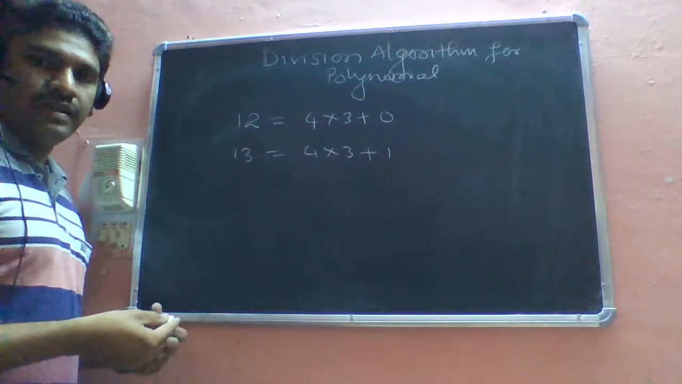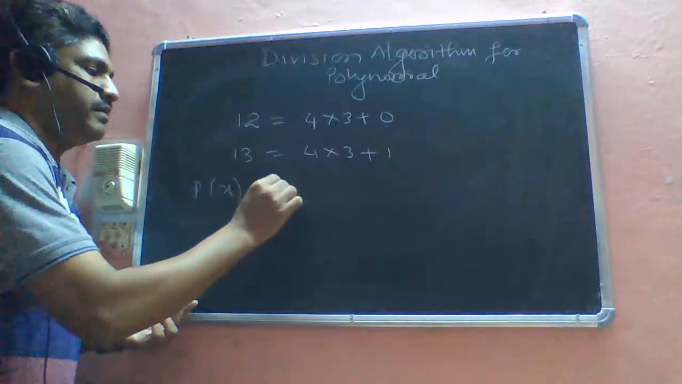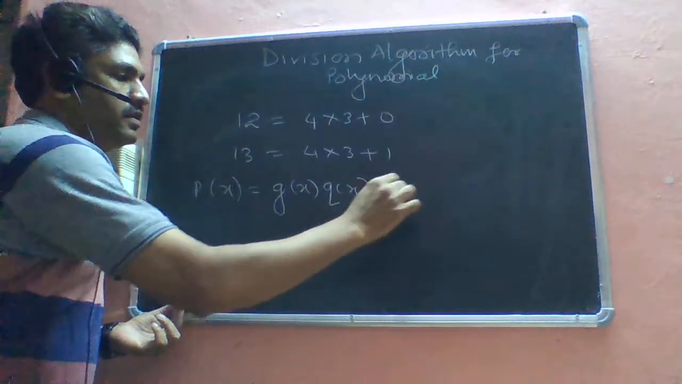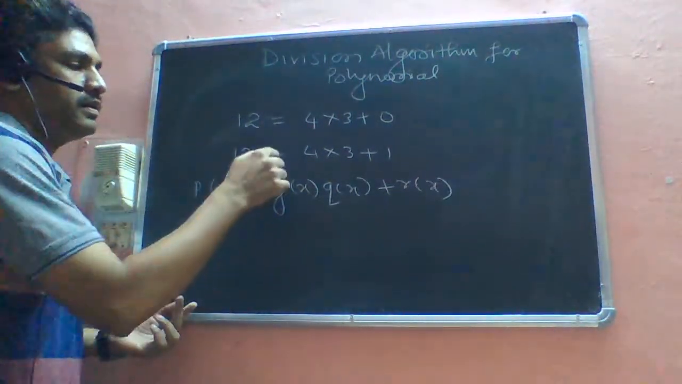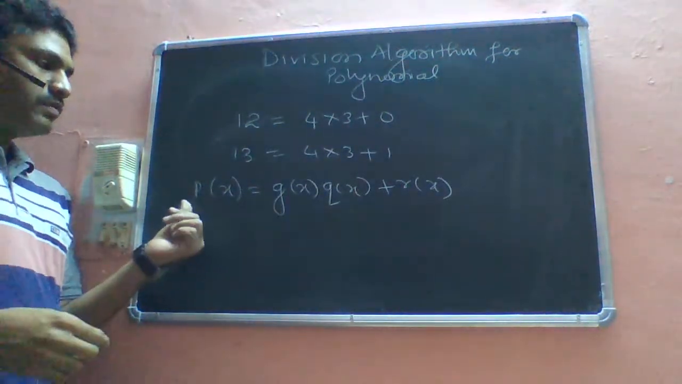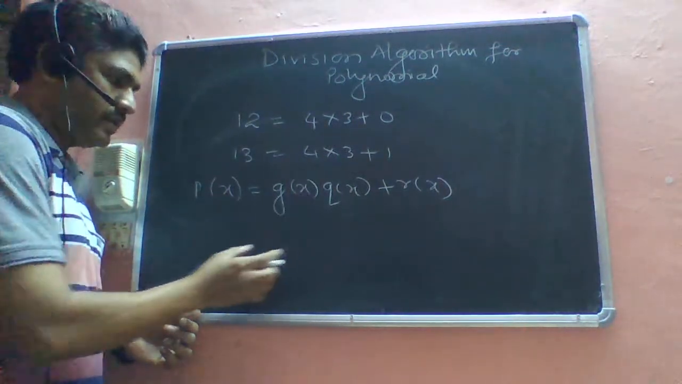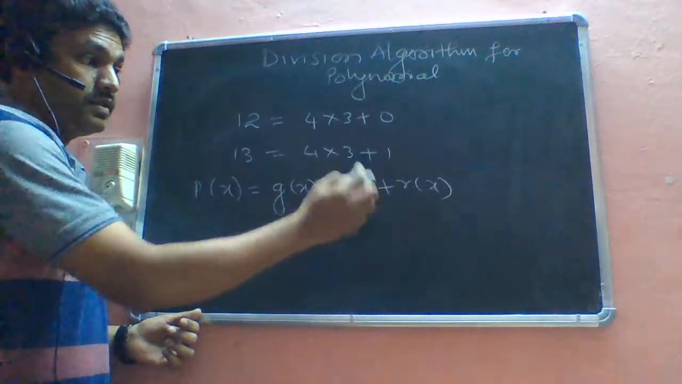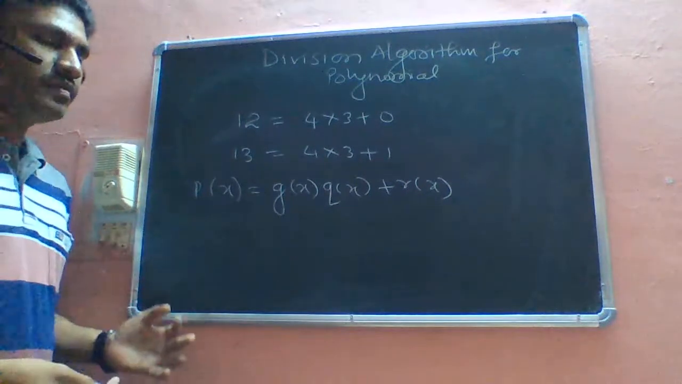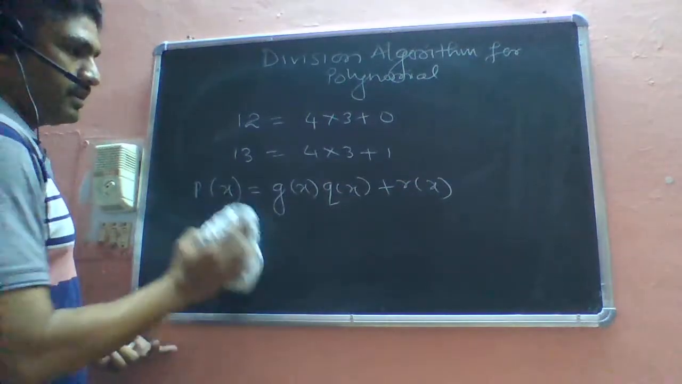But this is for the numbers, and I have to apply it for the polynomial also. If I take any polynomial p of x, and it is divided by any polynomial g of x, then the quotient will be q of x, and r of x will be the remainder. You can compare it with this. This is the original polynomial p of x, a polynomial in x. And g of x is the other polynomial by which we are dividing it, this is the quotient, and this is the remainder. This is called the division algorithm for polynomial, and this division process we have already seen in 8th class, in 9th class too.